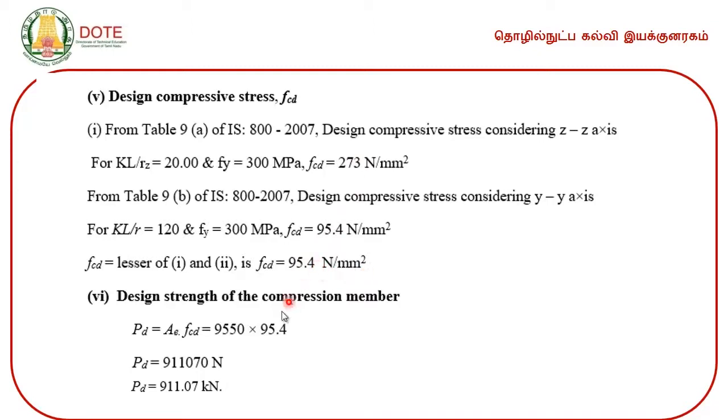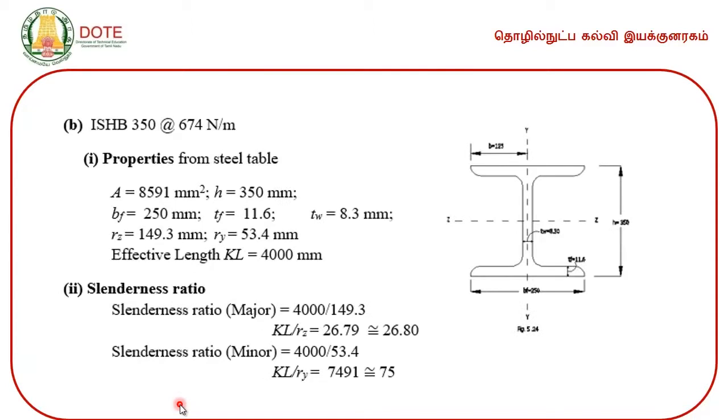So, we will take this value for the calculation of design compressive strength of the given member, and therefore, design compressive strength of the member Pd is equal to Ae into fcd. Ae is nothing but the Ag substituted here, and fcd, the lesser of these two, we have substituted here. So, from this the design compressive strength of the compression member is found to be 911.07 kilonewton.